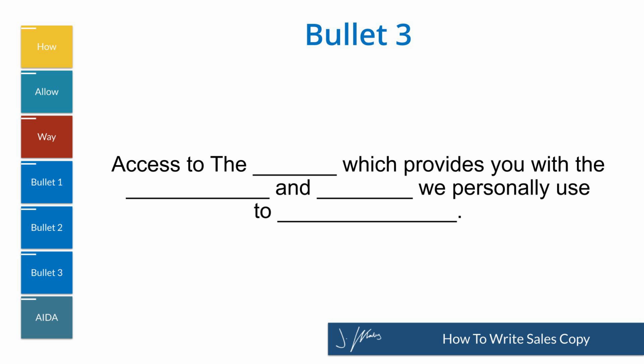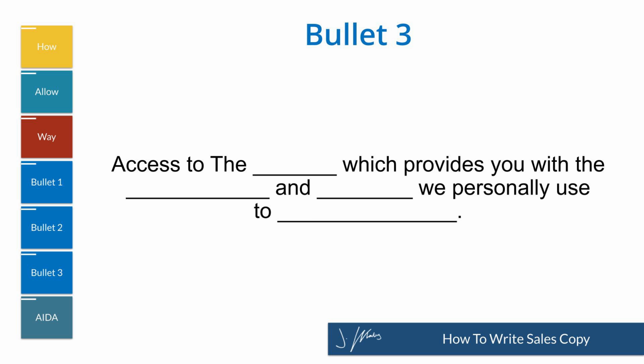So our last one's actually going to come from the financial niche, and this is going to be "access to." And this is a great bullet point for a sales page or for a checkout page when you're just trying to push them over that last little hump before they finally decide to buy. So here we have "access to the," and then just give whatever you're providing a name, "which provides you with the blank and blank we personally use to blank," right?